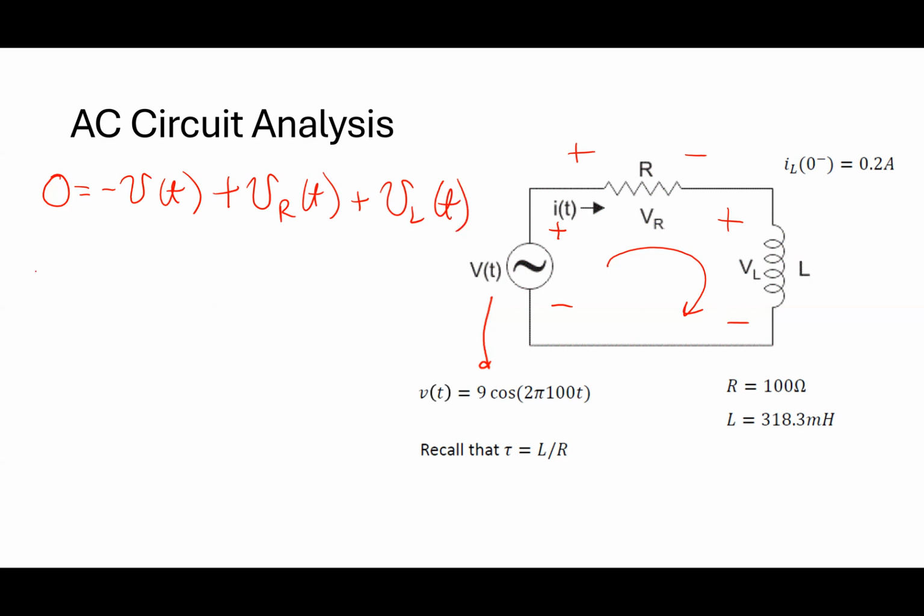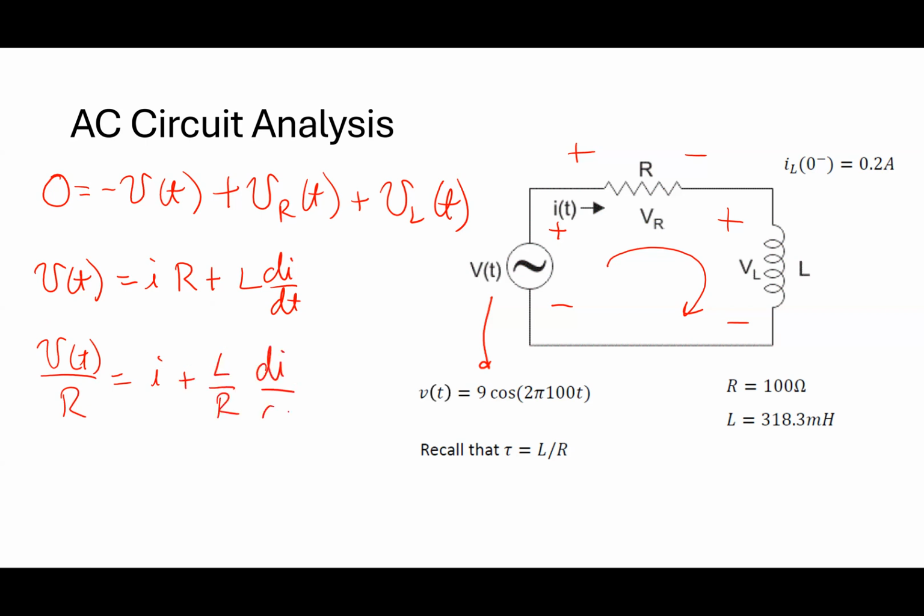By the time I'm done, I would end up saying v(t) is equal to i times R plus L di/dt. And then, oftentimes we rewrite this as v(t)/R equals i plus L/R di/dt. We give that L/R thing a name, a time constant, right? I'm not going to focus too much on that because, again, I don't want to talk about differential equations.